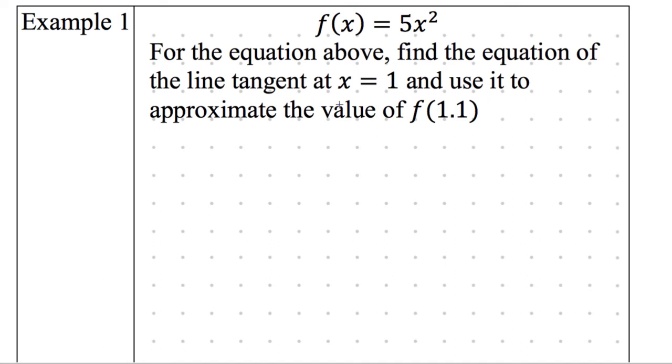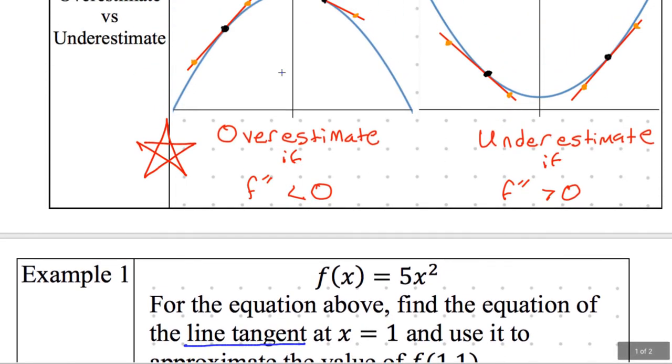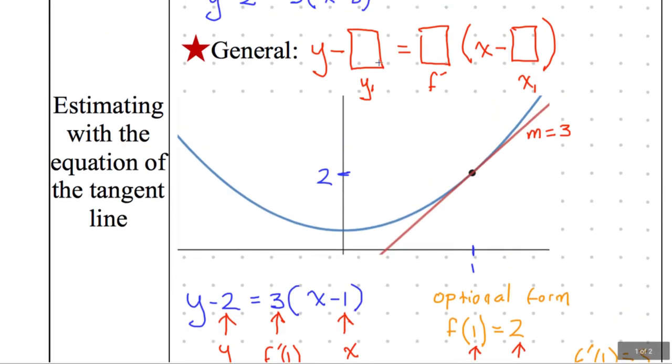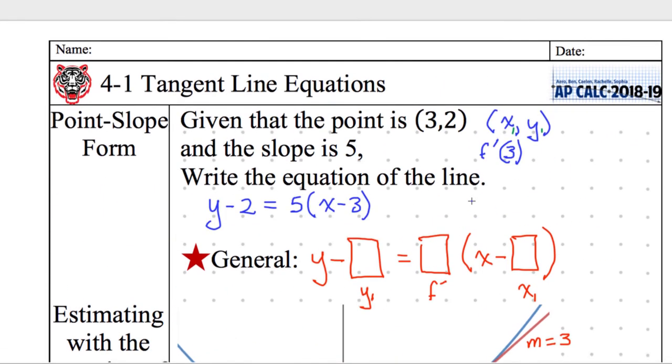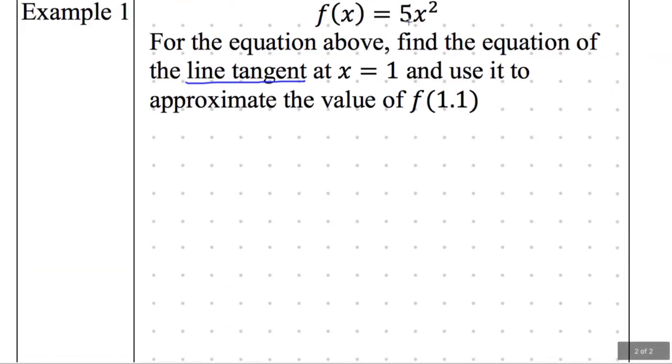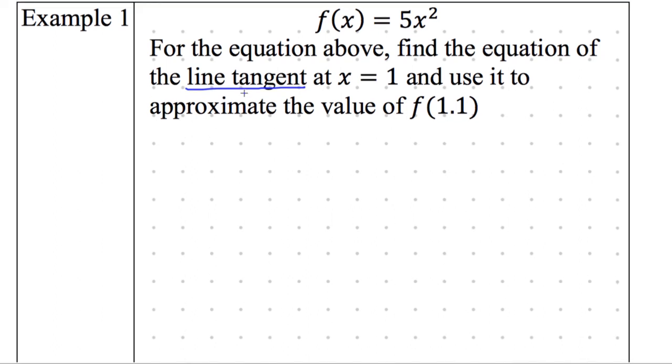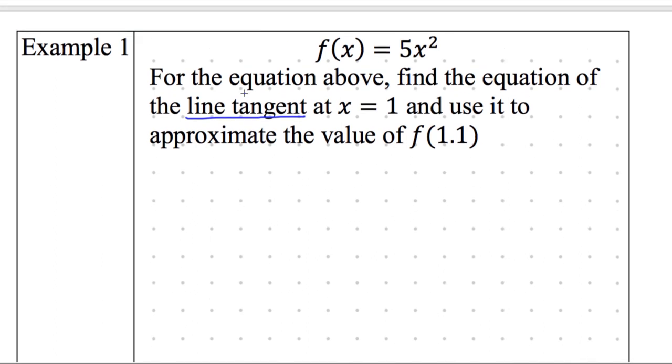We have to find the line tangent. So we're finding one of these red lines here, one of the green lines here. I need to find one of those for this curve. This is a quadratic. I need to find that tangent line. So how am I going to do that? I need pieces of information.